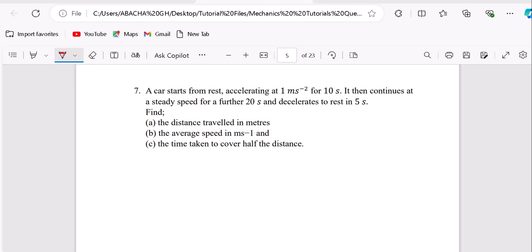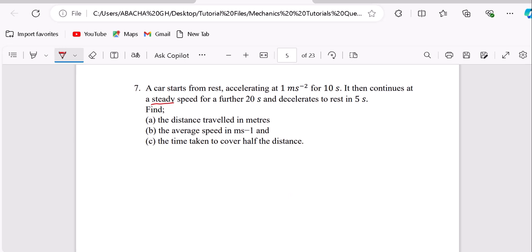Okay, so we come back again, and they are saying that a car starts from rest, accelerating at 1 meter per second squared for 10 seconds. It then continues at a steady speed for a further 20 seconds and decelerates to rest in 5 seconds. Now they are saying that we should find the distance traveled in meters, the average speed in meters per second, and the time taken to cover half the distance.